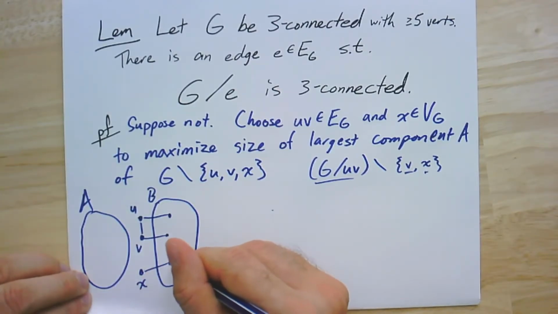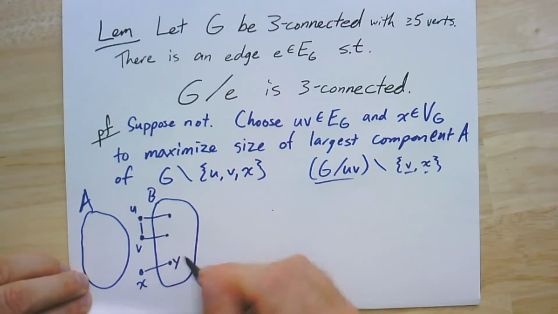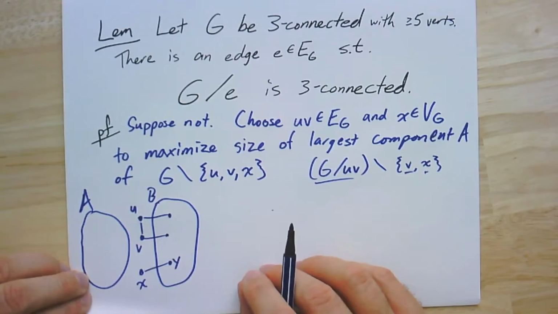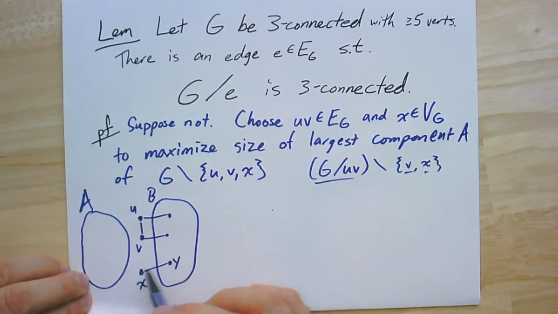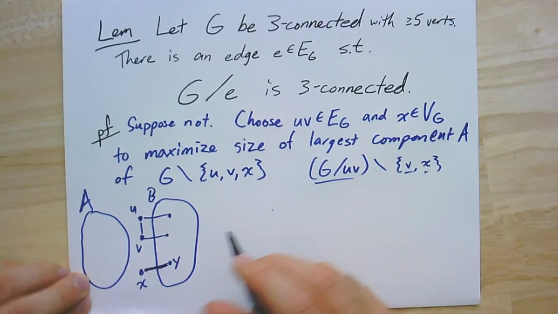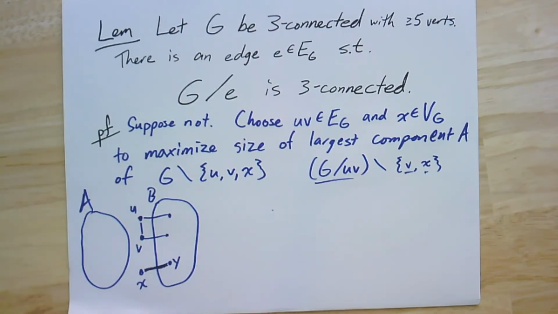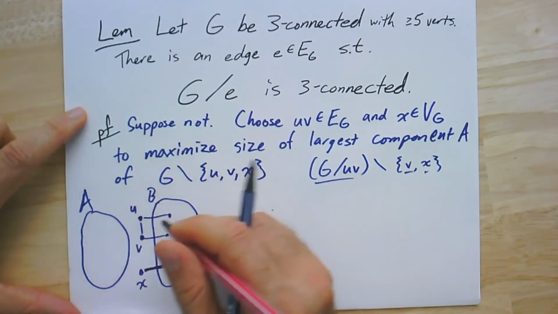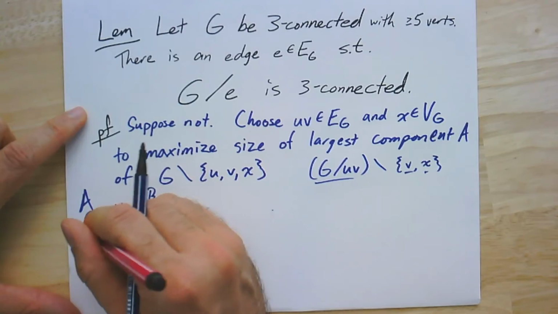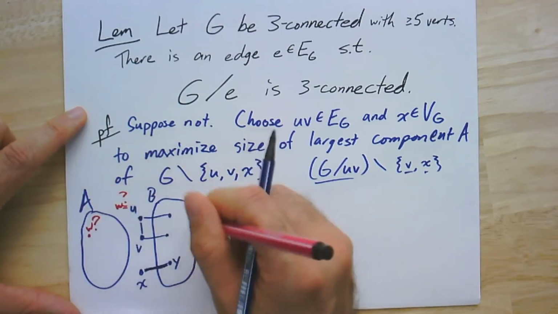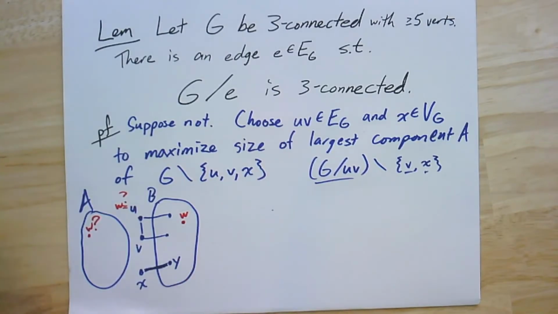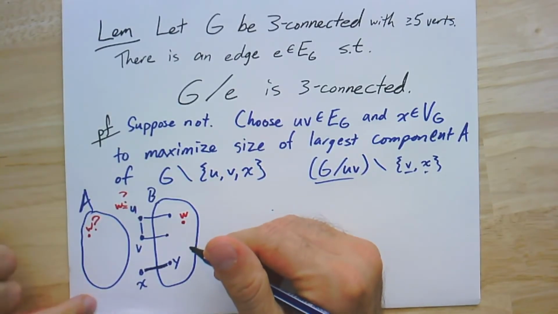So there exists some neighbor, let's call it Y, of X that's not in A. If there were no neighbors of X over here, then U and V by themselves would be a separator. So there has to be some edge. And so let's take XY, and if we were to have contracted XY instead of UV, and then looked for a third vertex W to make a separator, then, well, we don't know where W is. Maybe one of these is equal to W. Maybe W was over here. We don't know where it is, but X, Y, and W separates the graph.